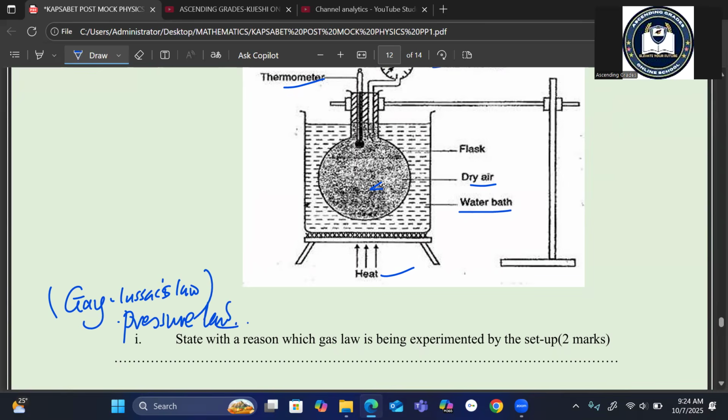Why do we say it is this one? It says that at constant volume, the pressure of a fixed mass of a gas is directly proportional to its absolute temperature in Kelvin. So we are maintaining the volume of this one. The reason is because the volume is maintained. So what is going to vary? We have the temperature and we have the pressure.